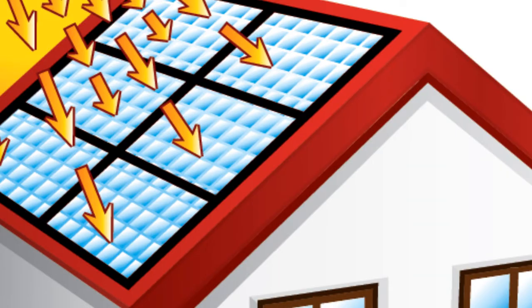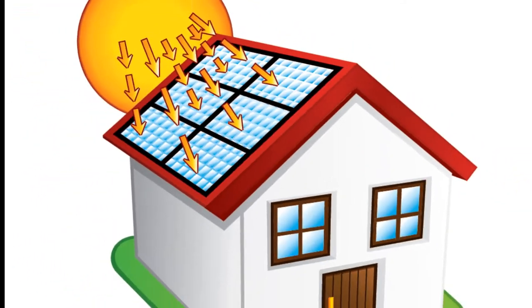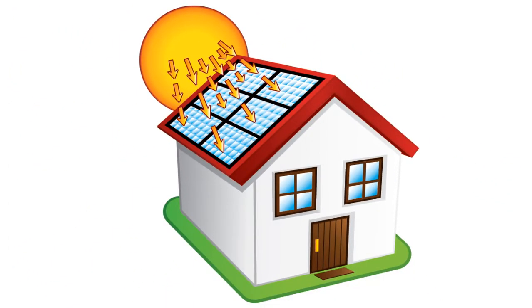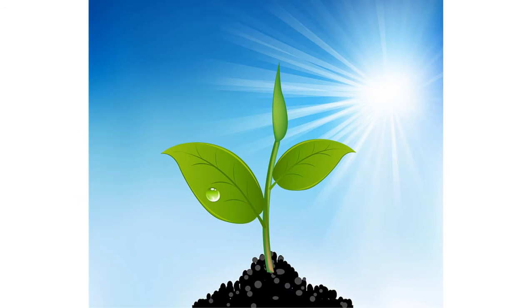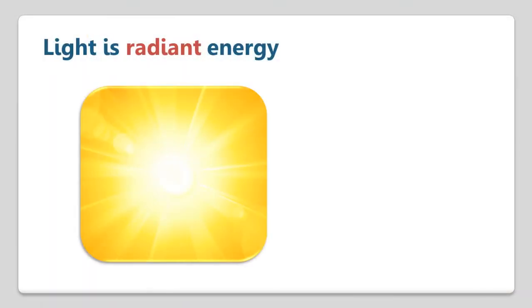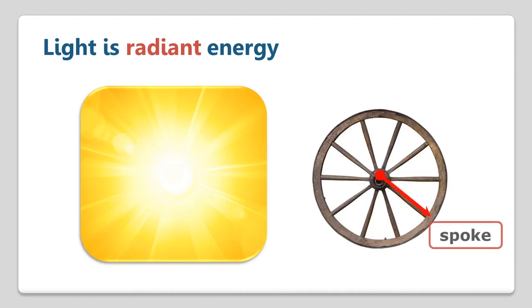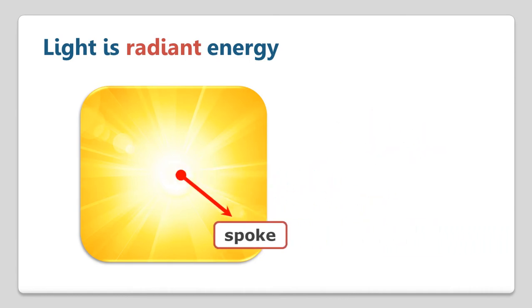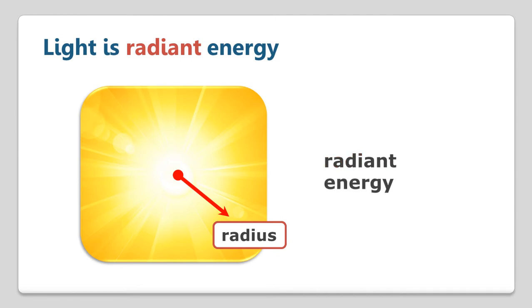Another common example are solar cells, and they're able to convert light into electricity. Plants are able to absorb light energy and convert it to chemical energy that is stored in sugar. Now let's consider the largest source of natural light, the sun. The sun sends out straight rays of light in all directions, kind of like the spokes of a wheel. Scientists use the Latin form of spoke, radius, from which we actually get the scientific term for light, radiant energy.